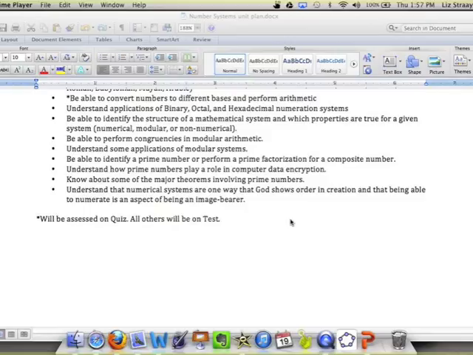Every even number can be written as the sum of 2 primes. So like 6 is even, so we should be able to write 6 as the sum of 2 primes, 3 plus 3. Remember, 1 is not a prime number.